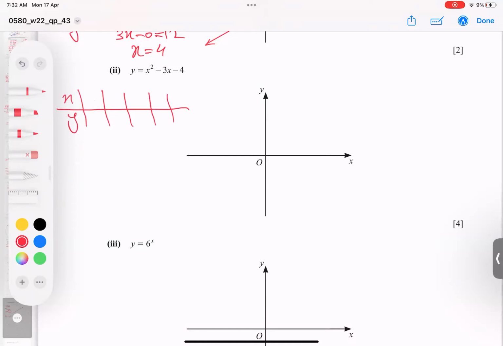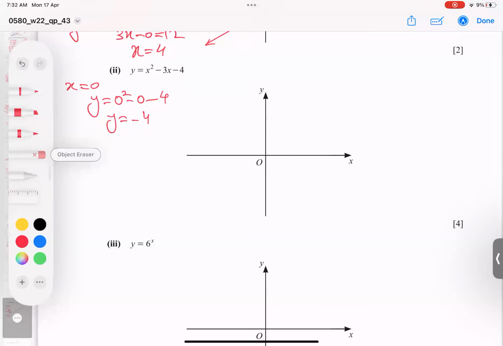But according to the question, he said we do it later, but he said find the x-intercept and y-intercept. So how to plug in x = 0? When I plug in x = 0, I get 0 squared minus 3 times 0 minus 4, so y becomes minus 4. So (0, -4) is where? Approximately here. Okay. And when I plug in y = 0, what happens, students?